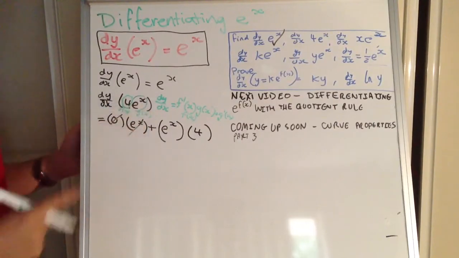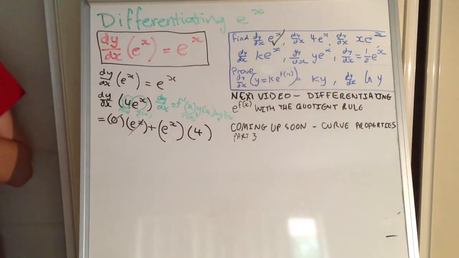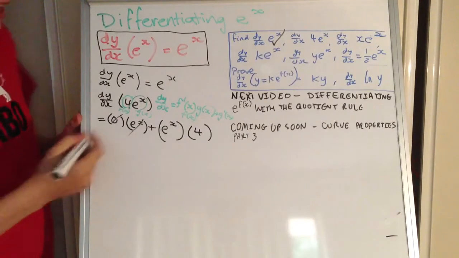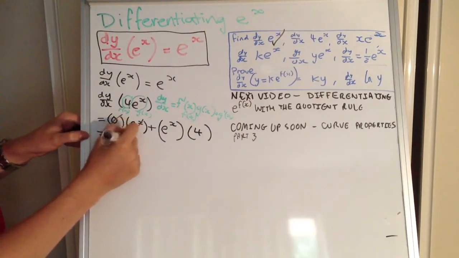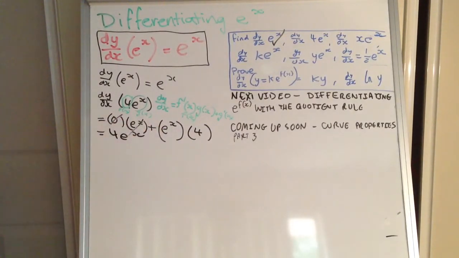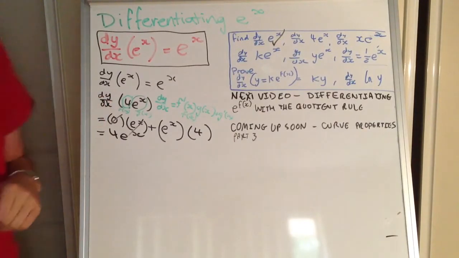And again, we can simplify that down because 0 multiplied by anything is of course going to be 0, and so we finally get 4e to the x. And we differentiated that. So as we can see there, it's quite interesting because the derivative is exactly what we started with as well.